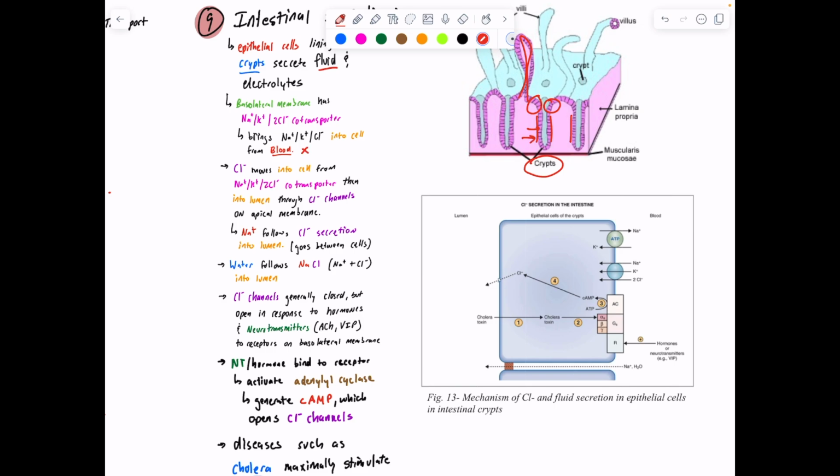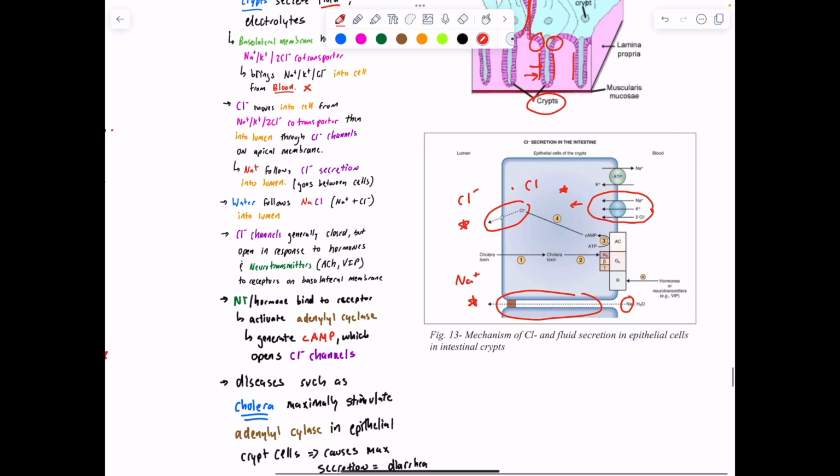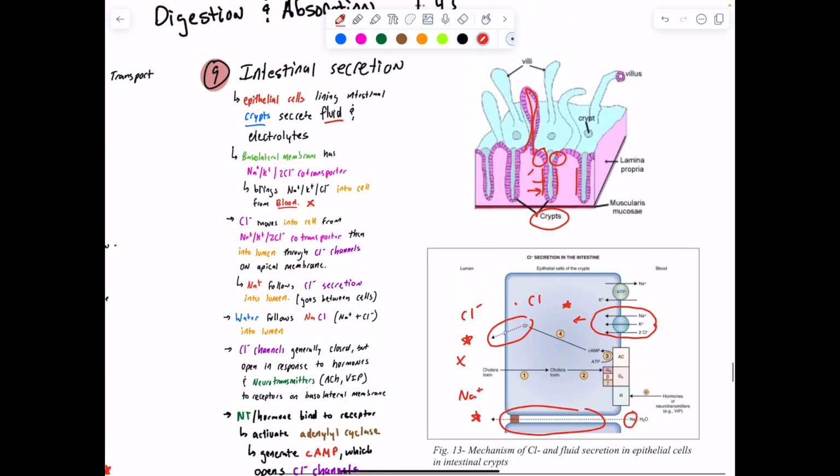All right, so into the cell from the blood. This transporter right here brings all three of these things into the cell, and then after chlorine gets in, it's going to go through a chlorine channel out into the lumen, which is going to cause sodium to overall follow into the lumen as well, but it's going to go paracellular instead of through the cell. And as a result of chlorine leaving the cell and sodium passing through paracellularly, water is also going to follow into the lumen. And so you have secretion from inside the mucosa into the lumen overall.